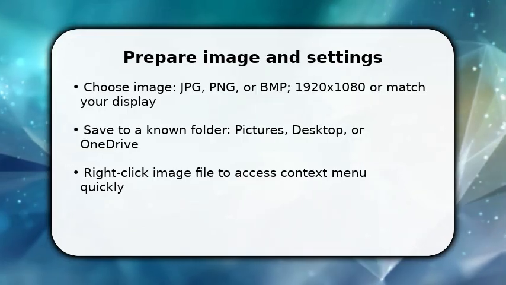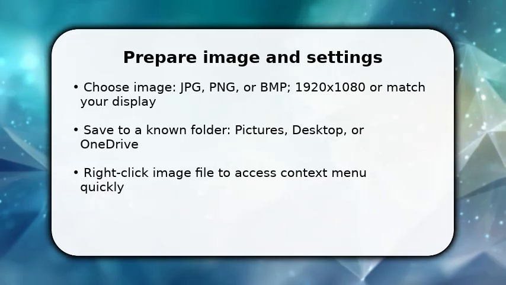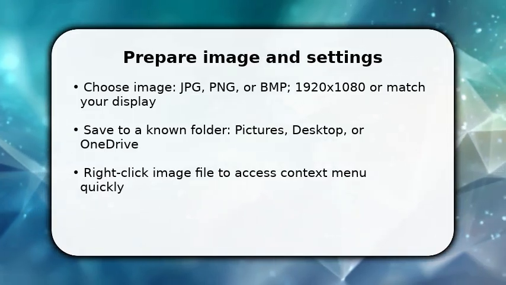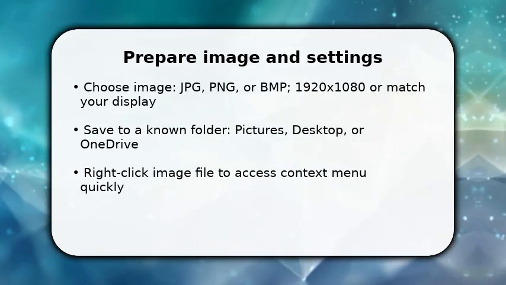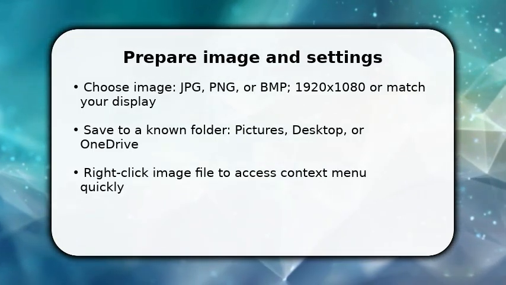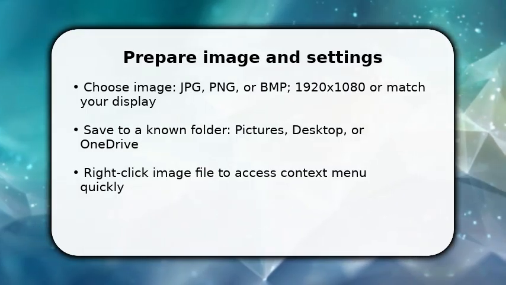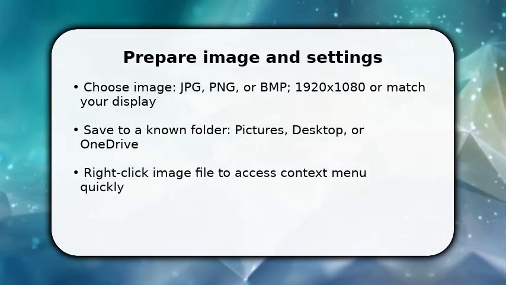You start by picking the image you want and placing it where you can find it fast. Choose a high-resolution file that matches your display aspect ratio so it won't stretch. Once done, open File Explorer, navigate to the image, and right-click the file to reveal options.